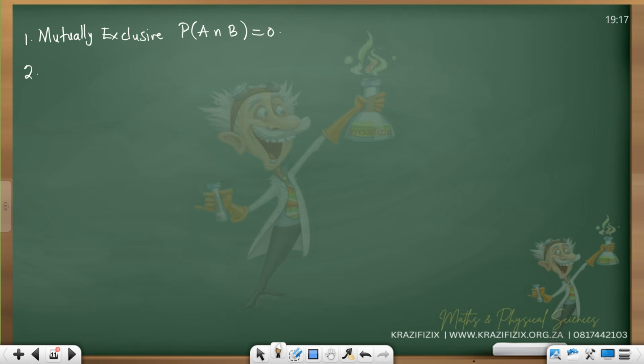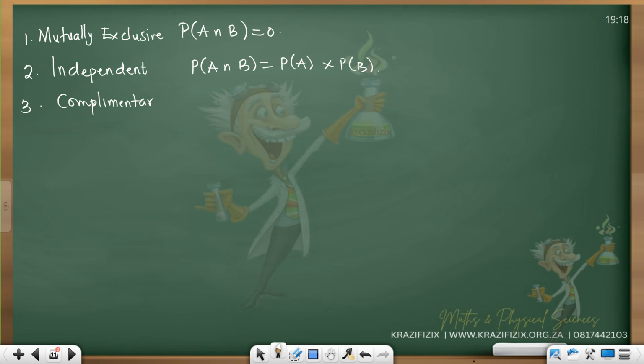Number two, what's the next one? Independent events. What do we say? Probability of A intersection B should be probability of A times probability of B. Number three, complementary events. That one is always very straightforward. Probability of A plus probability of not A is equal to 1. It's either it rains or it doesn't rain. All right?